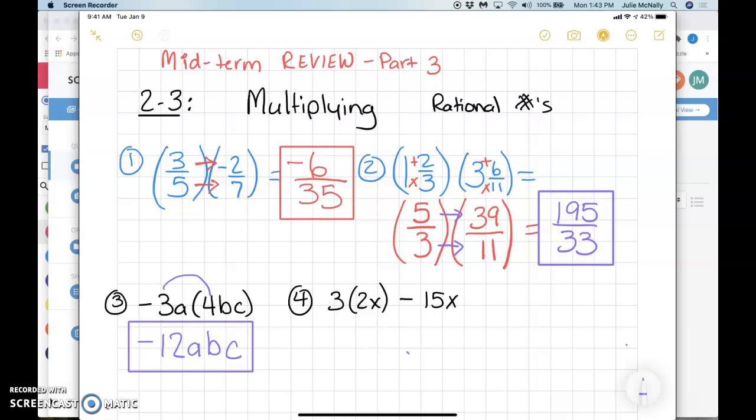And how about number 4? What do I have to do first? Yes, 3 times 2x equals how much? 6x. I'm going to bring this down because I didn't use it yet. Now they both have an x, so I could combine them. What is 6x minus 15x? Negative 9x, because the 15 is bigger and it has a negative sign on it.